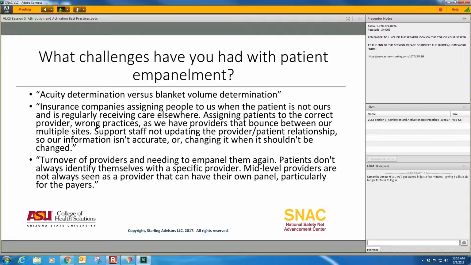Insurance companies assign patients to us when that patient is not regularly receiving care elsewhere, assigning patients to the wrong provider or wrong practice. Something providers see often is that an insurance company is very provider-focused on the individual level, and you may share patients between providers, so it's challenging to communicate to your payers that you'd like patients attributed to you as a practice versus to an individual provider.